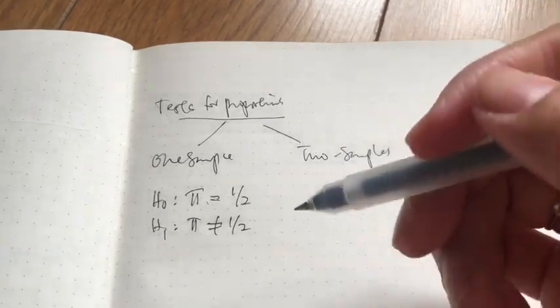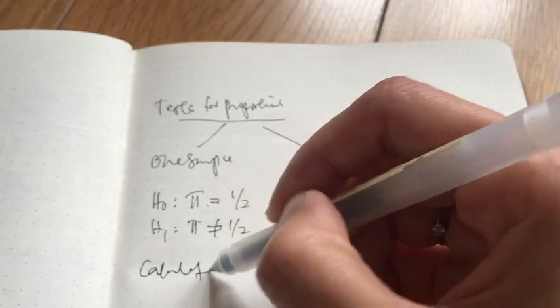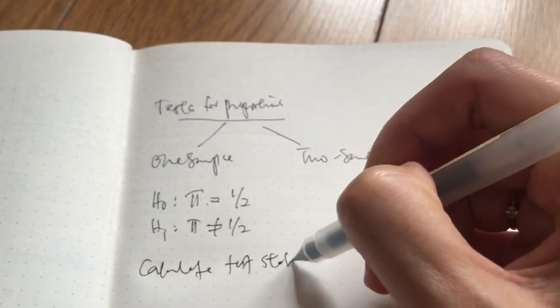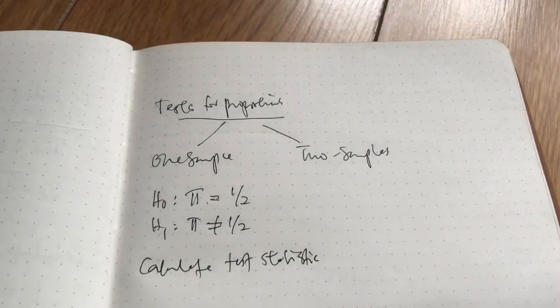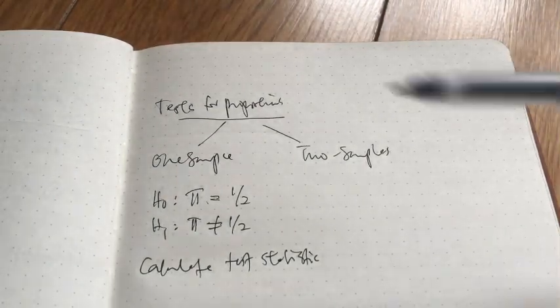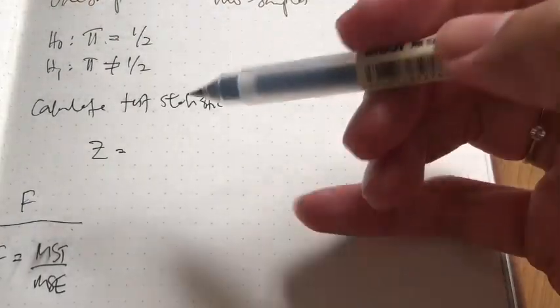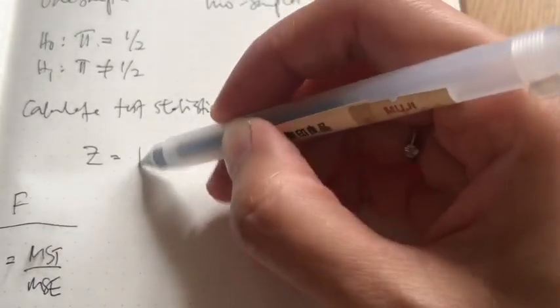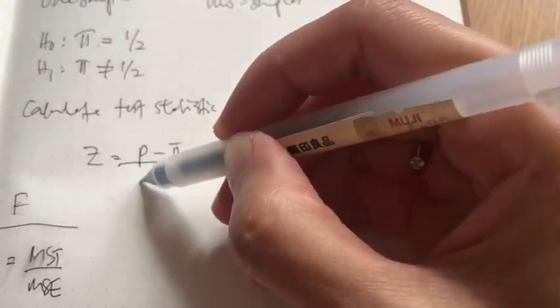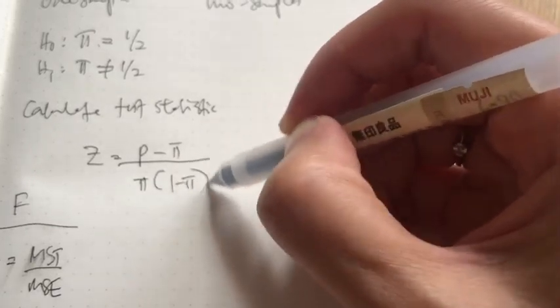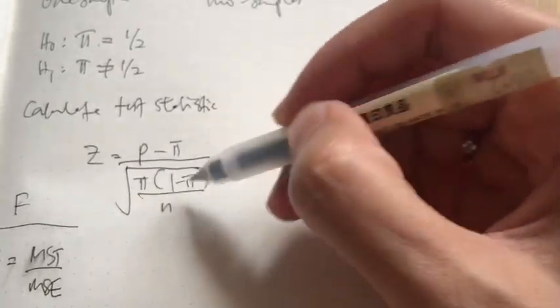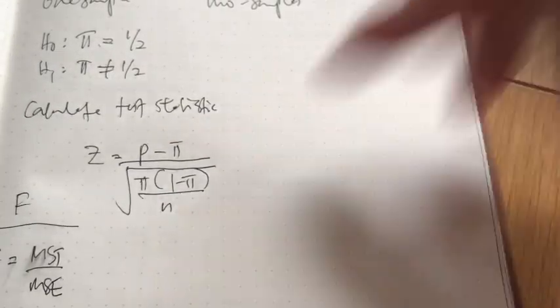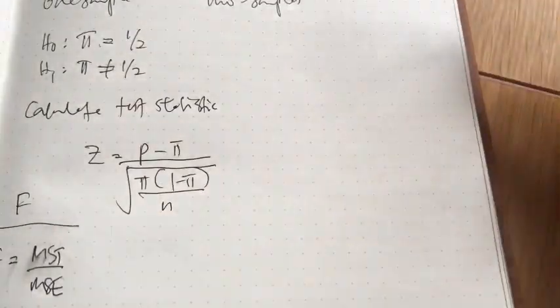Now how do we calculate the test statistic? To calculate the test statistic for proportion, we always use the Z distribution, because there's an underlying understanding of the binomial distribution when it comes to proportions. So to find the test statistic for a proportion test, we use P. Remember, pi is the population parameter, so the best estimate for pi is P. So we find the sampling error, P minus pi, over the square root of pi times 1 minus pi over n. So this is basically the standard error. This is the test statistic for the one sample proportion test.